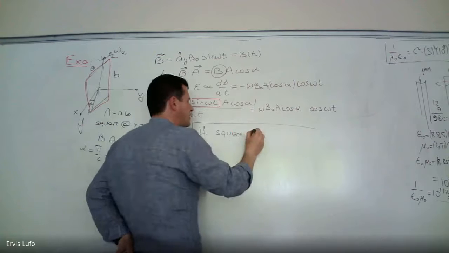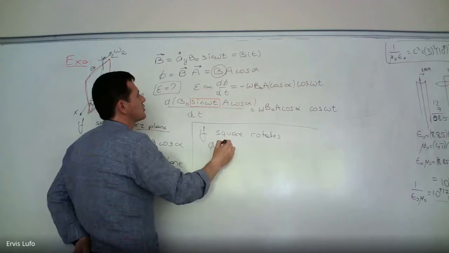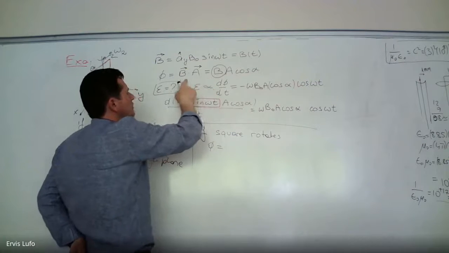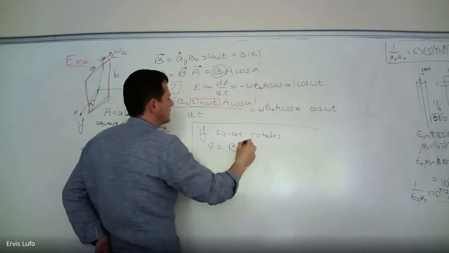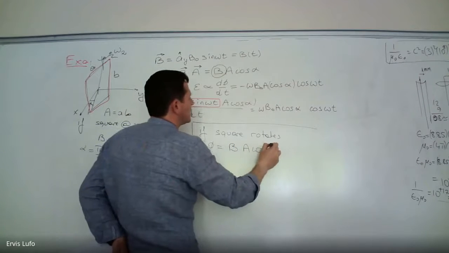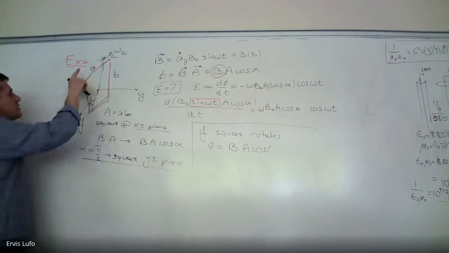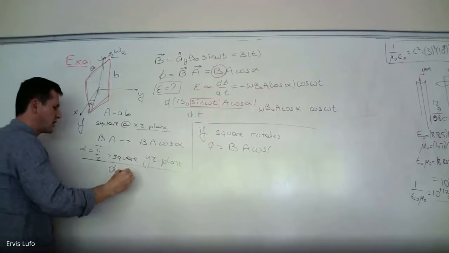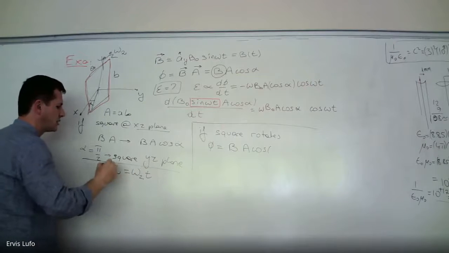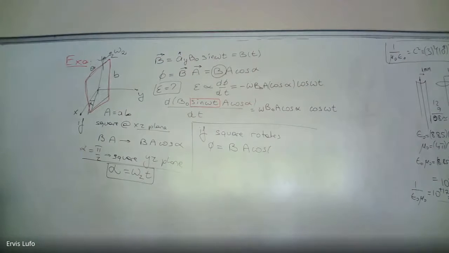If the square, let's say, rotates, then the flux is going to be equal to B times A times cosine alpha. Now, the change here, whenever this is going to rotate, we know what alpha is going to be, right? So the only change that we're going to make is that we'll say that alpha is equal to omega 2 times t. Okay? So alpha now is not a constant value, but it depends on time.